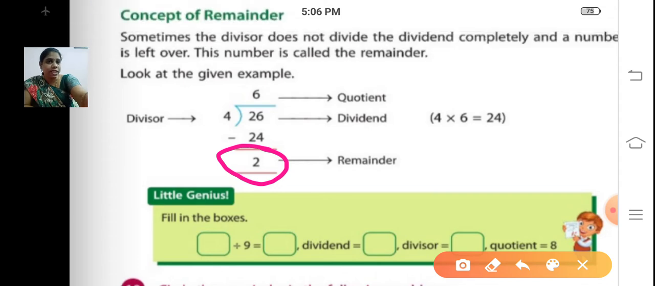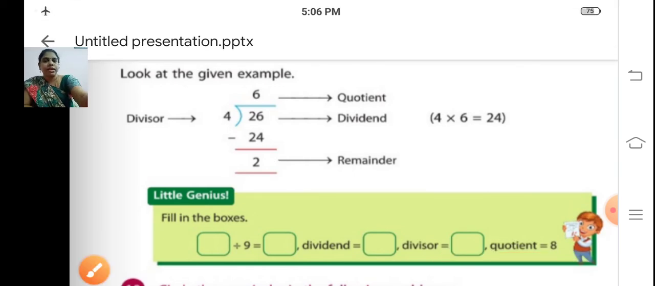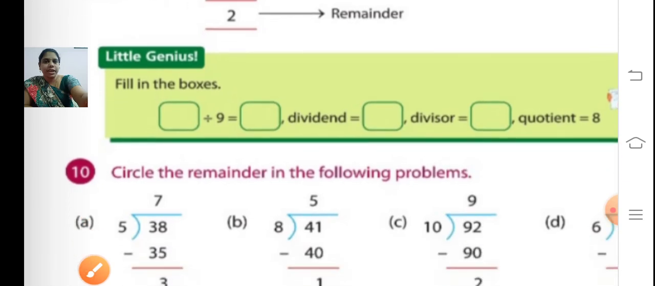After subtracting, some number is left over below, isn't it? That number is called as remainder, if the divisor does not divide the dividend completely.